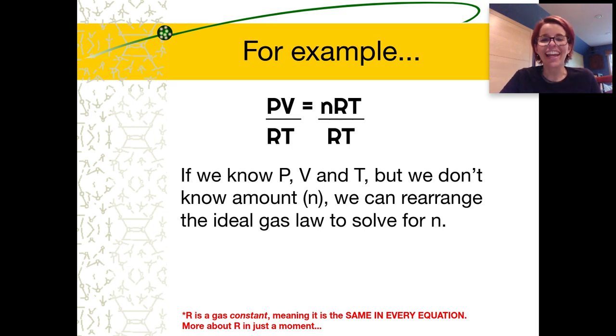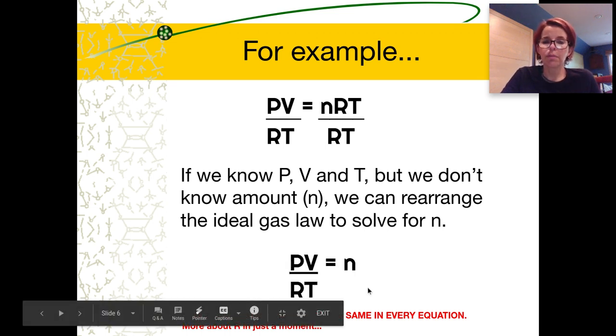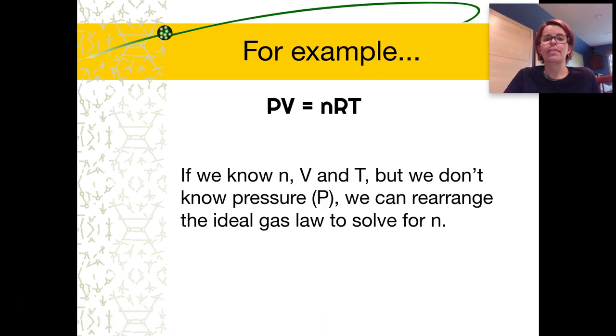So let's isolate N. We're going to try to solve for N. So if we divide both sides by R, you can see that the R Ts would cancel each other out, and you would be left with N by itself. So your rearranged equation is now PV over RT equals N, and now you can solve for moles.